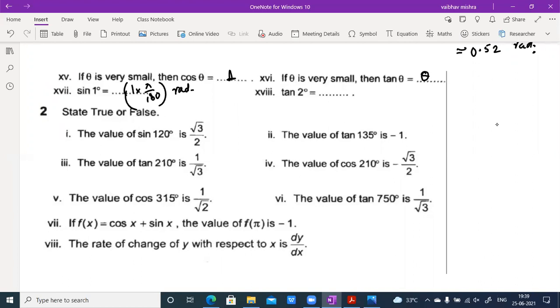Okay, Mr. Ronak, where are you? What will be the answer to this next one? 2 into pi by 180 radian. 2 into pi by 180 radian, as simple as that, absolutely.